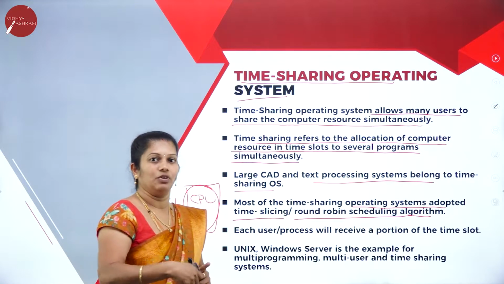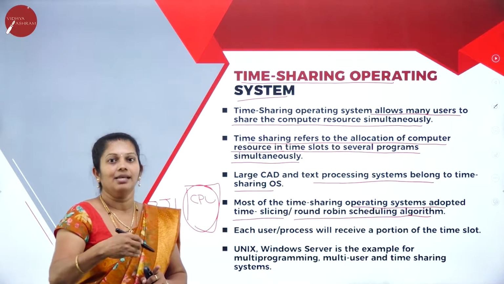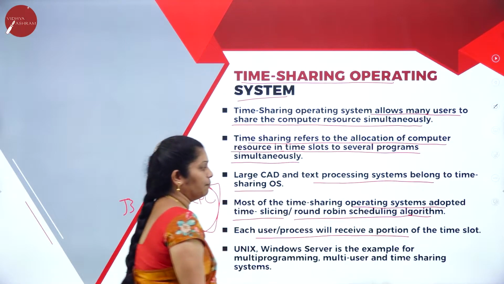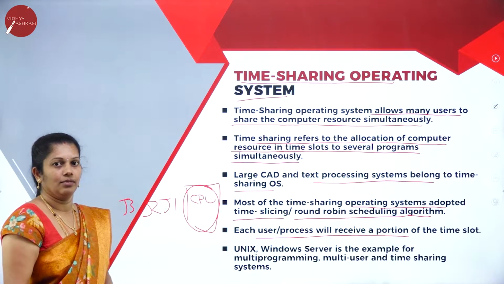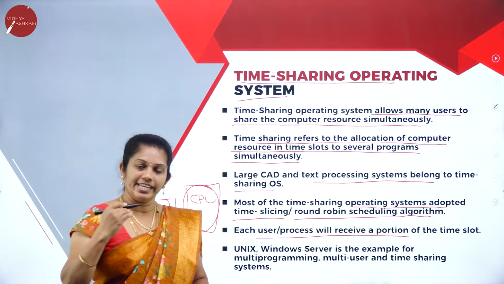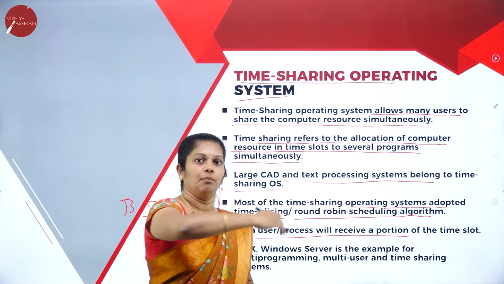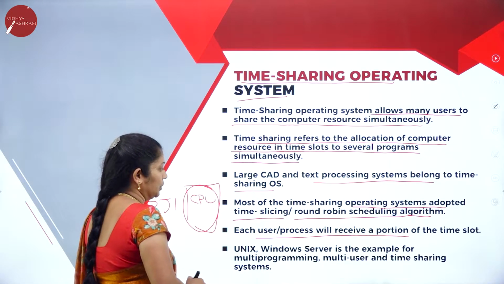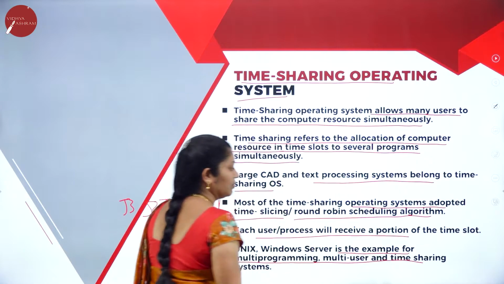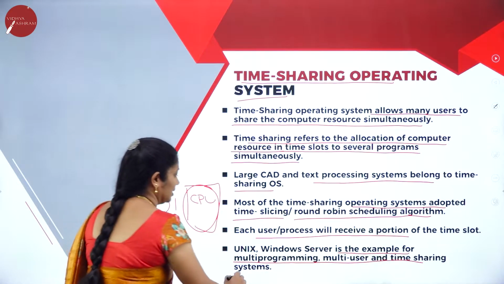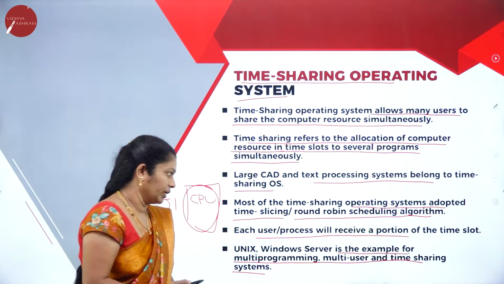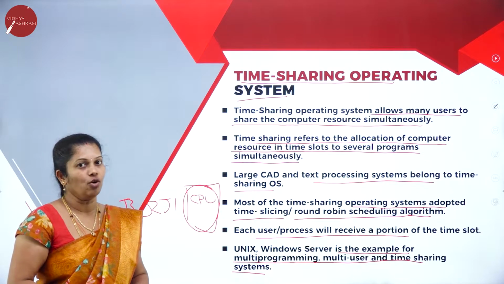That means whatever time they have, within that they will divide the time into several slices and then they will process here. Each user process will receive a portion of the time slots. They will take only a little bit of time, they will process, then they have to come out of the loop. Once again, if they want to process, then they have to wait until the completion of the first round. Then Unix and Windows Server are examples for multi-programming, multi-user time sharing systems. Windows, Unix, all are examples for multi-programming, multi-user as well as time-sharing operating system.